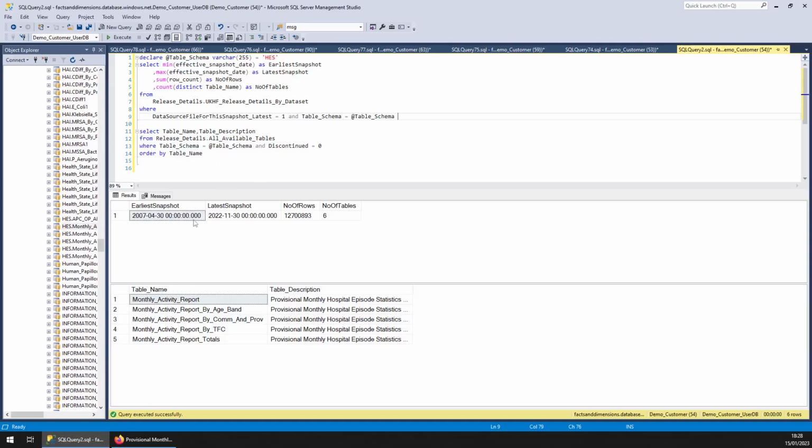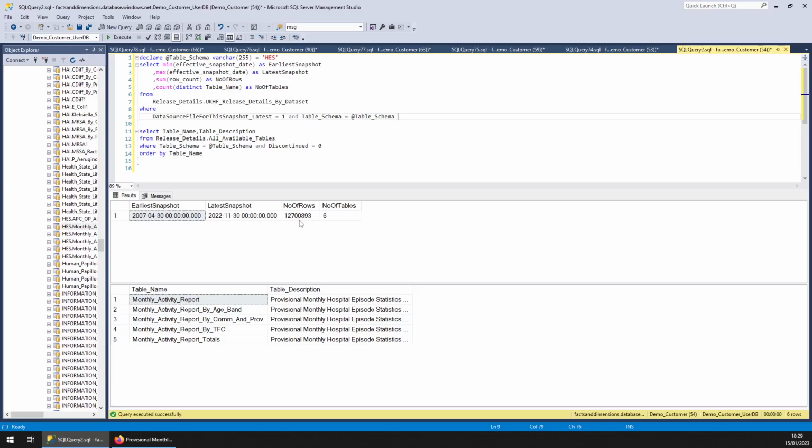So we have data going back to April 2007. That's 15 years of data so far, and that keeps growing and growing. As you can see, it's currently January, and the data goes up to November. So it's not too far. You don't have to wait too long for the latest data. And as at now, there are 12.7 million rows of data.